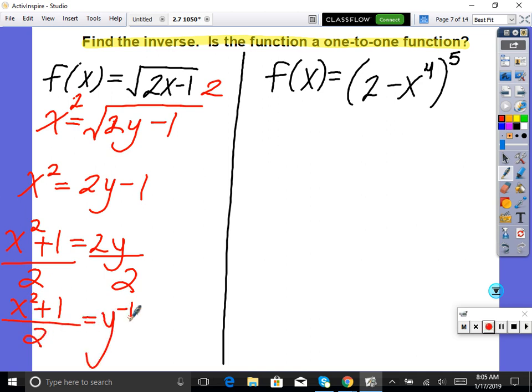Is a quadratic a function? Yes, picture a quadratic. It is a function, right? It passes the vertical line test. Therefore, the original function is 1 to 1.